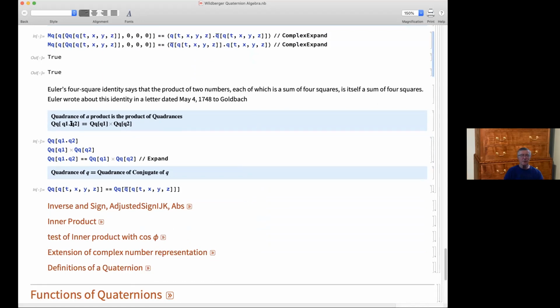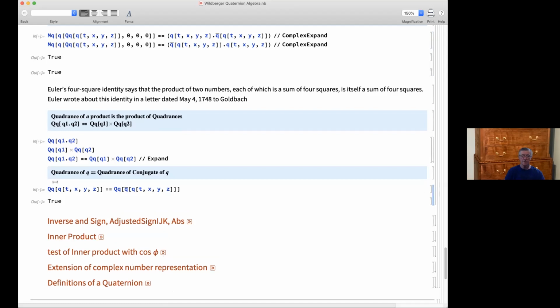Interesting things that people discover, and they just write in a letter, and here it is, guys. Anyway, we can show that that's true for quaternions by showing that the quadrants of a product is equal to the product of the quadrants of each quaternion individually. And I show that that's true using the definitions of Q1 and Q2 that we've been using all along.